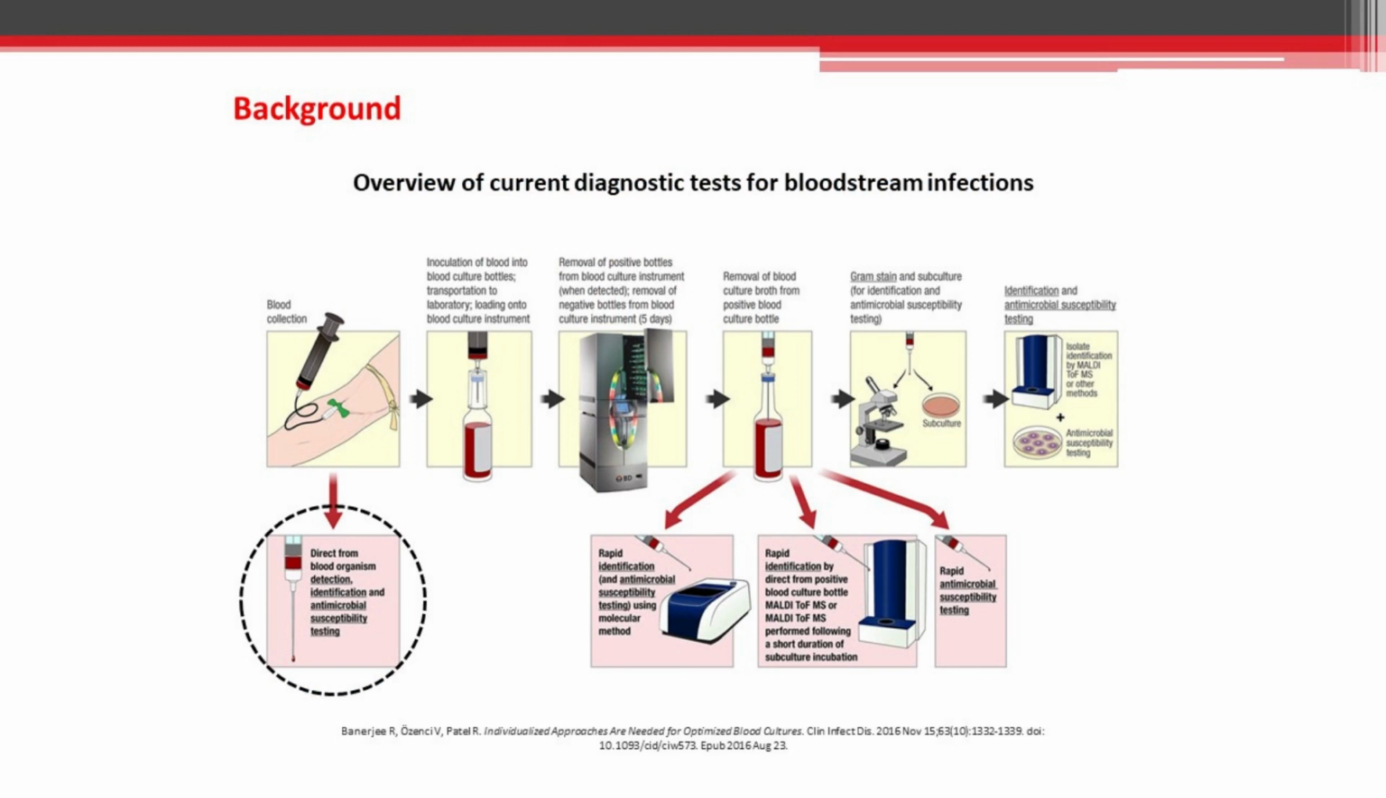talk about the impact of the T2 magnetic resonance technology on early detection of bacteremia and fungemia in critically ill patients. So we all know that bloodstream infections are a leading cause of morbidity and mortality in critically ill patients, and that early initiation of antimicrobial therapy is paramount for a good outcome.